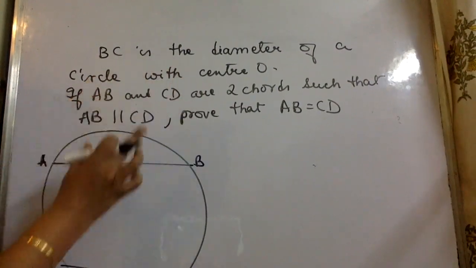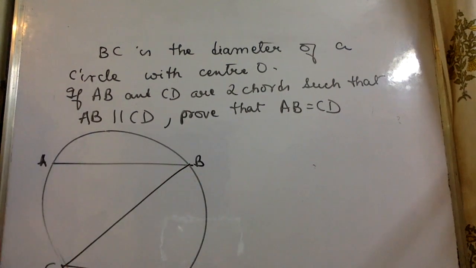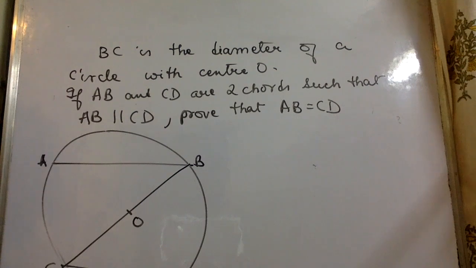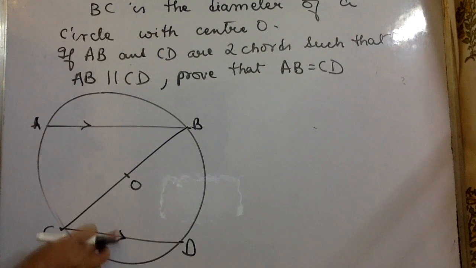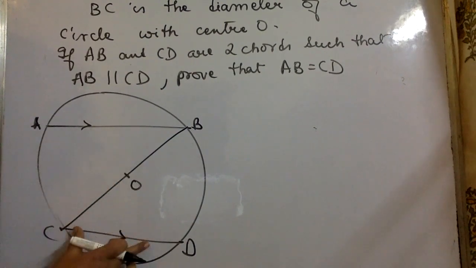BC is the diameter of a circle. Okay. So let me take BC as the diameter of a circle with center O. So O is here. And AB and CD are two chords such that AB is parallel to CD. Prove that AB is equal to CD. Okay, so here AB is parallel to CD. Prove that AB is equal to CD. We have to prove these two lengths are equal. How do we prove it?